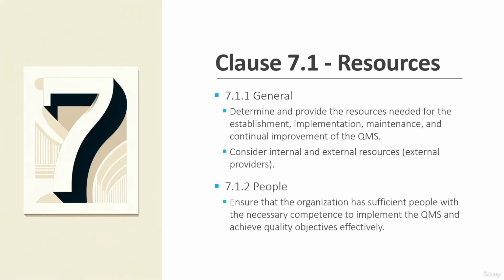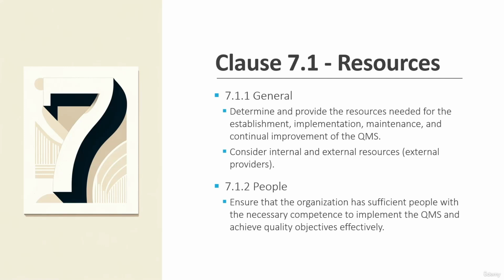And here we are talking about internal and external resources. Internal resources will be people in the organization, knowledge of that organization, environment in that organization. And when it comes to external resources, that will be suppliers, for example. That is clause number 7.1. In simple terms, management or leadership will provide resources for doing the job.